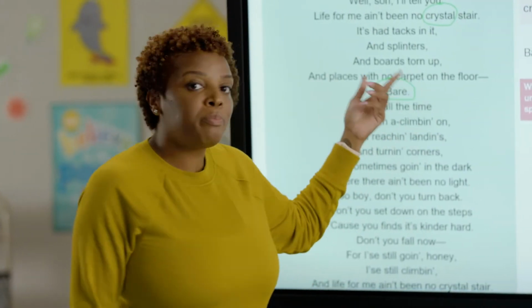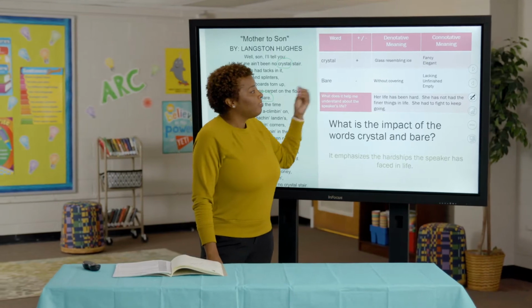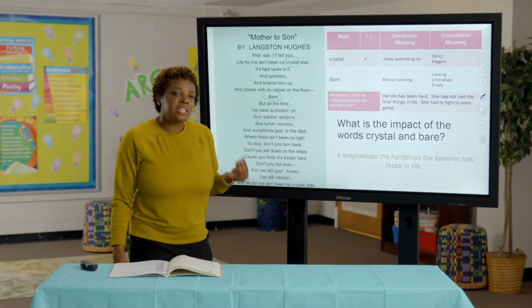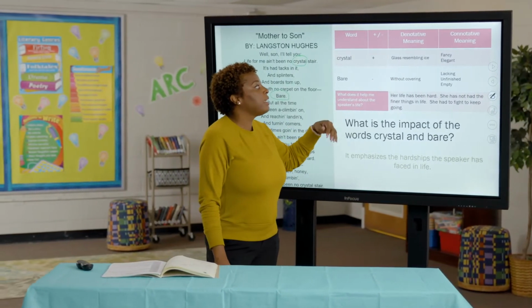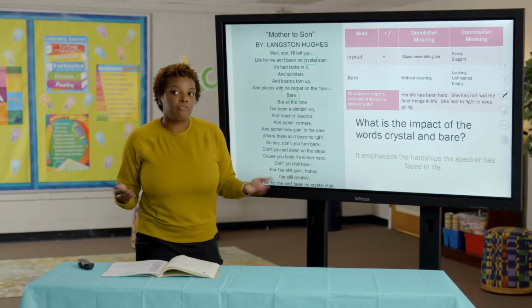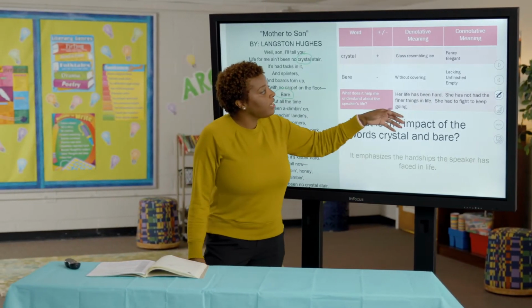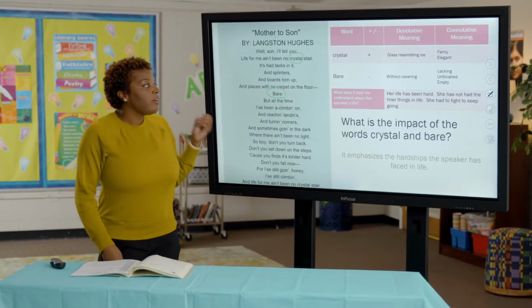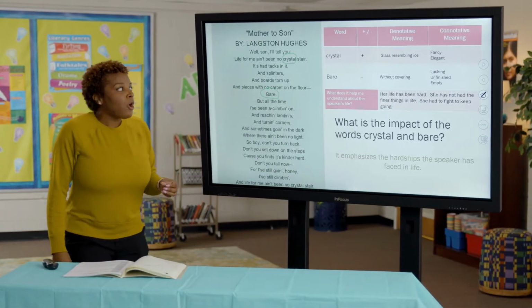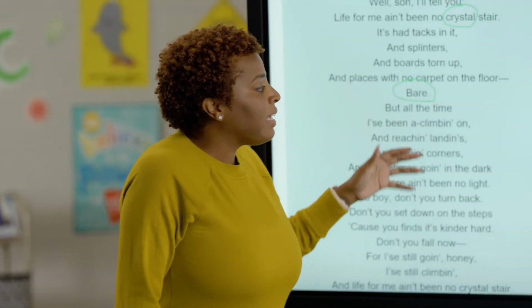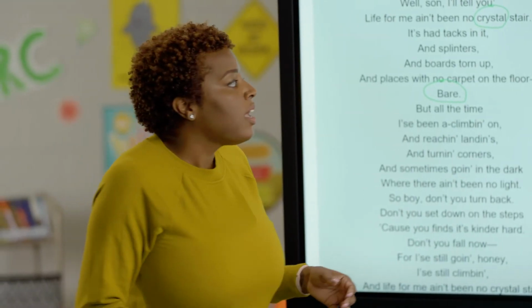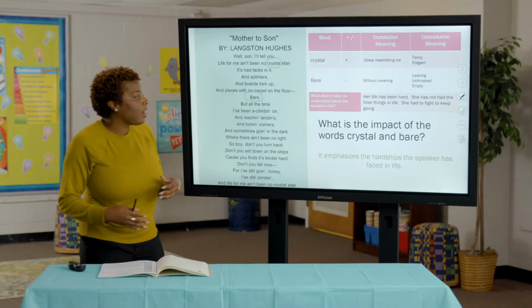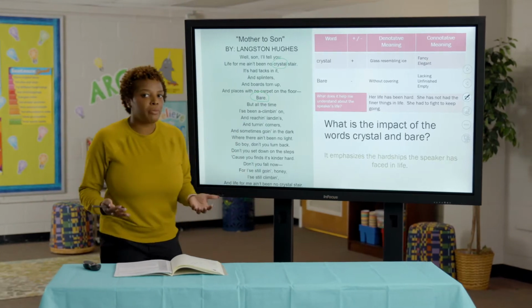So let's move on to the word bare. The word bare has a negative connotation, and the denotative meaning just means without covering. The connotative meaning here is lacking, unfinished, or empty. When I think about the word bare and the impact it has on this text, it aligns to life being empty or unfinished for the mother.